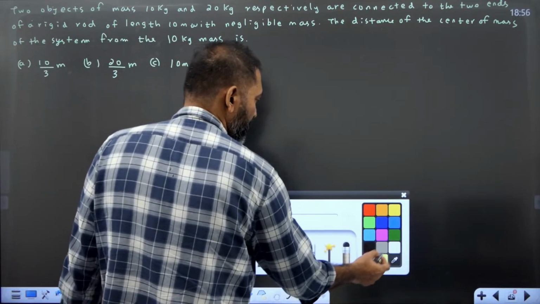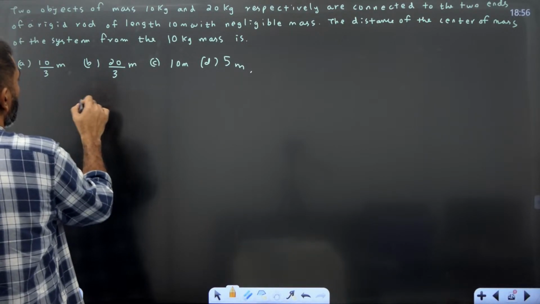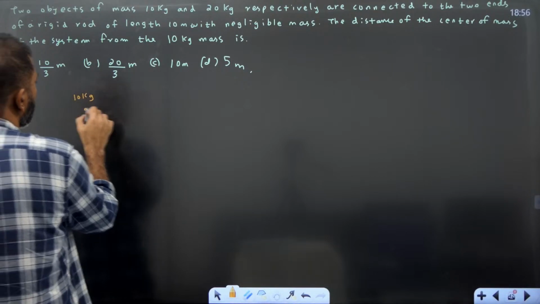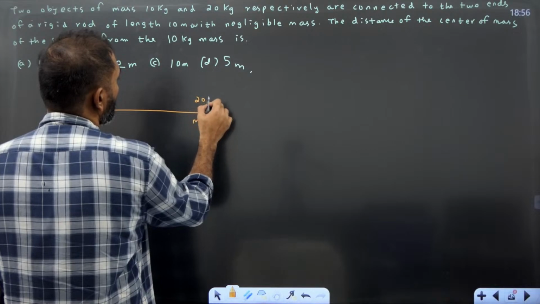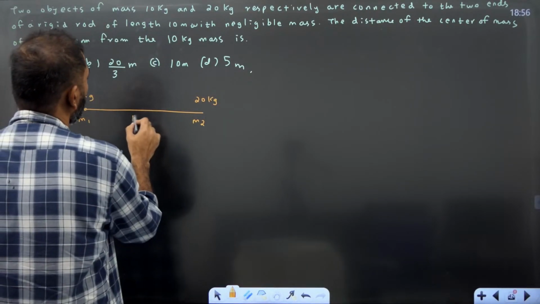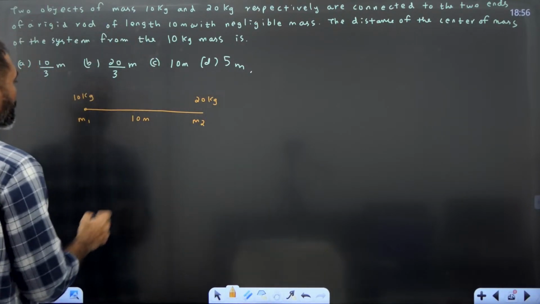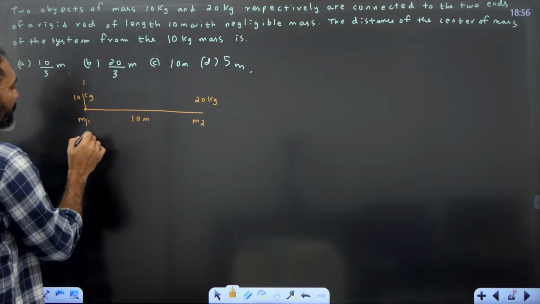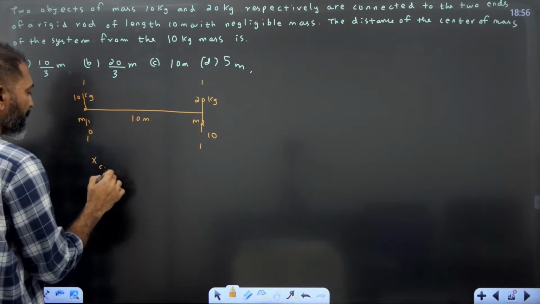Answer is very simple. We can do first two objects. First one of mass M1, 10 kilogram. Second one of mass M2, 20 kilogram, are connected to the two ends of a rigid rod of length 10 meter with negligible mass. The distance of the center of mass. What is the equation for center of mass? It is in one dimension. So I can take this coordinate as what? 0 and this coordinate as what? 10.